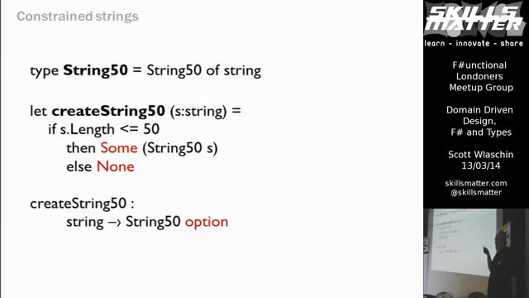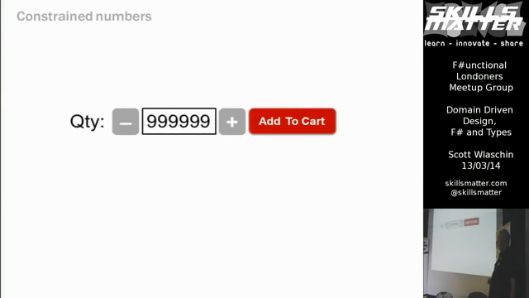And you can see from the signature of the constructor, it takes a string and it returns an optional string 50 because it might not be a string 50. It might be too long. And again, when you create this thing, you're going to have to handle both cases. But then once you've created it, you can be guaranteed that it's never going to be more than 50. Can't possibly be wrong.